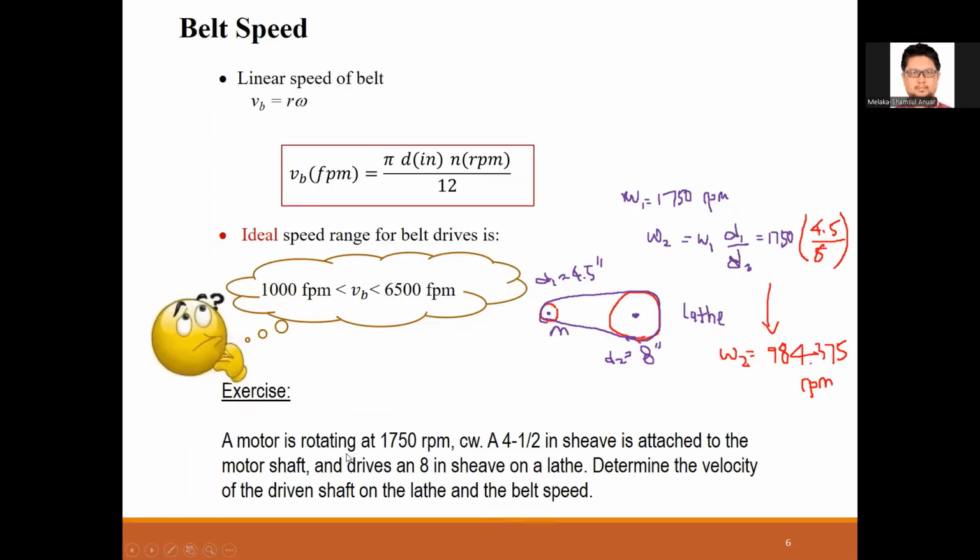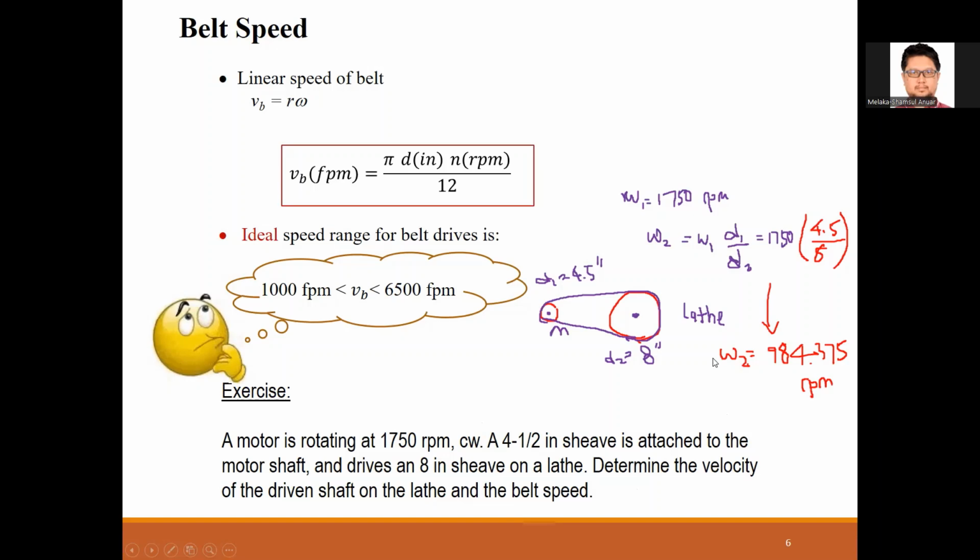For this example, we have a motor, the input, with a smaller pulley running at 1750 RPM clockwise. The input is a sheave, meaning we are dealing with a V belt. The input has a 4.5 inch sheave. That's the diameter of the sheave attached to the motor, and it drives an 8-inch sheave on the lathe. This will be the output. Determine the velocity of the driven shaft of the lathe and the belt speed.